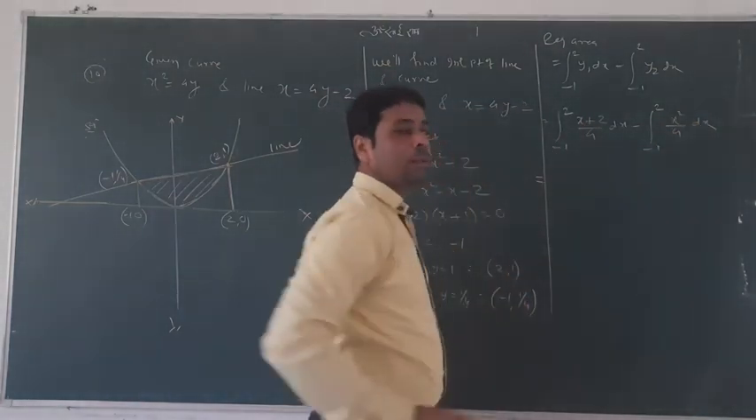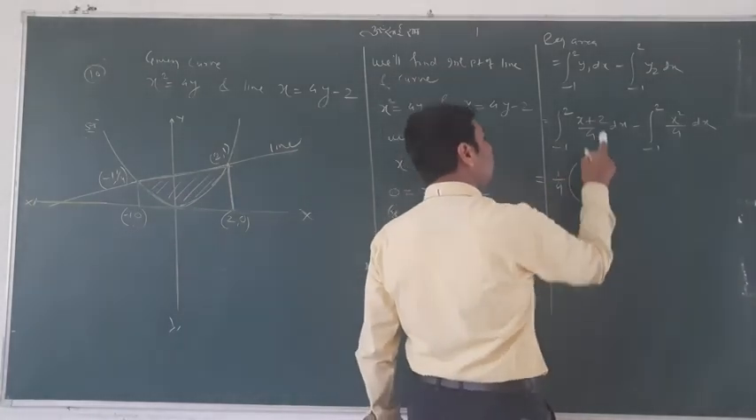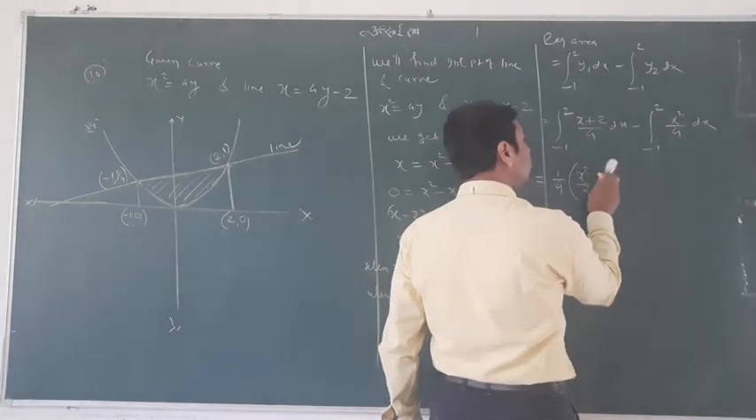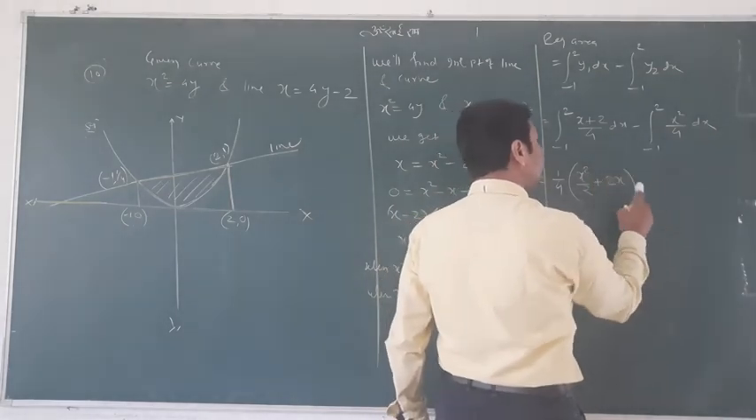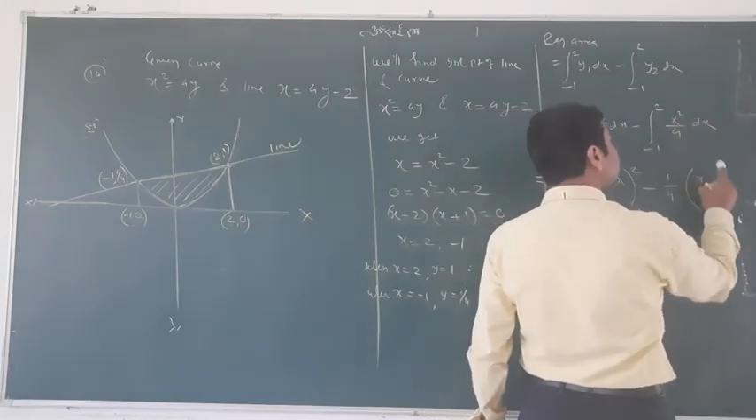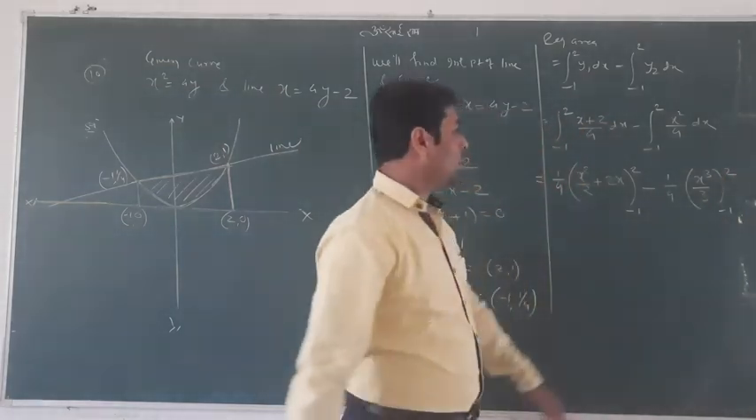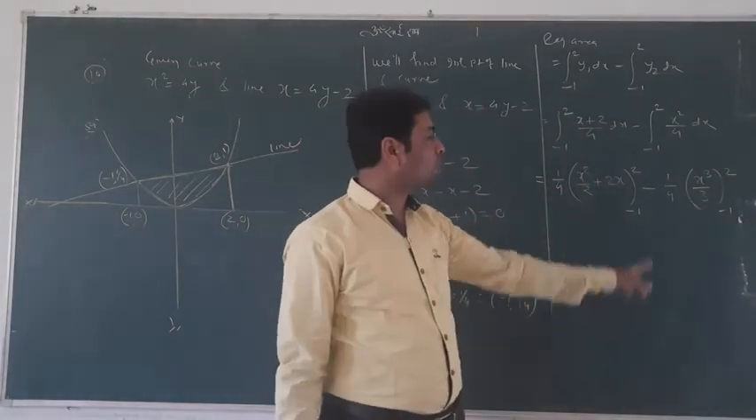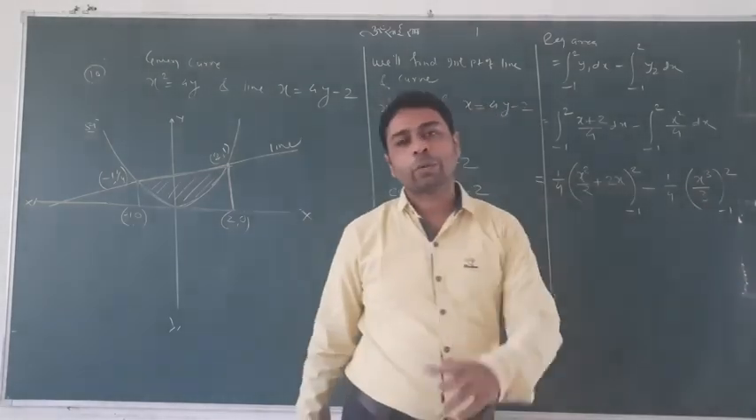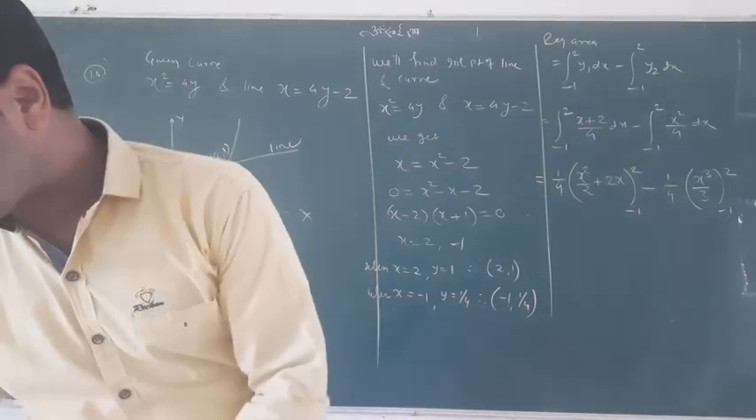Now I'll go with 1/4. I just took it common, and this is the integration of (x²/2 + 2x) from -1 to 2, minus 1/4 again common, x³/3 from -1 to 2. I'm leaving the rest of the question to you, because you just have to put upper limit minus lower limit and get your answer properly on your own. So this was the question, and this exercise is over.